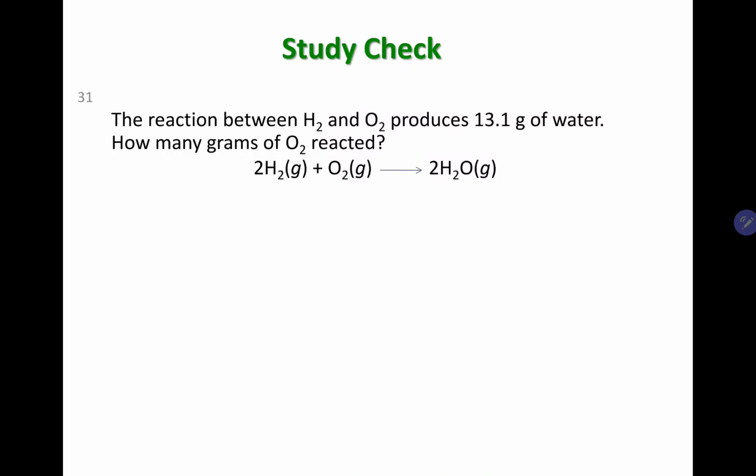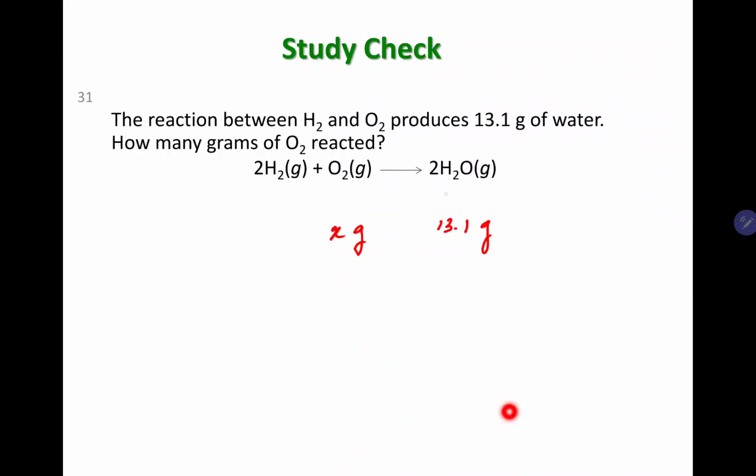Here is another calculation, guys. Let's quickly do this. You might want to pause the video and try it by yourself now, because at this level you should be able to do this by yourself. Okay, in this calculation you have a reaction between hydrogen and oxygen giving you water. Okay, and then you already know the mass of water, which is 13.1 grams. And they want you to calculate how many grams of oxygen you need. So this is the unknown grams.